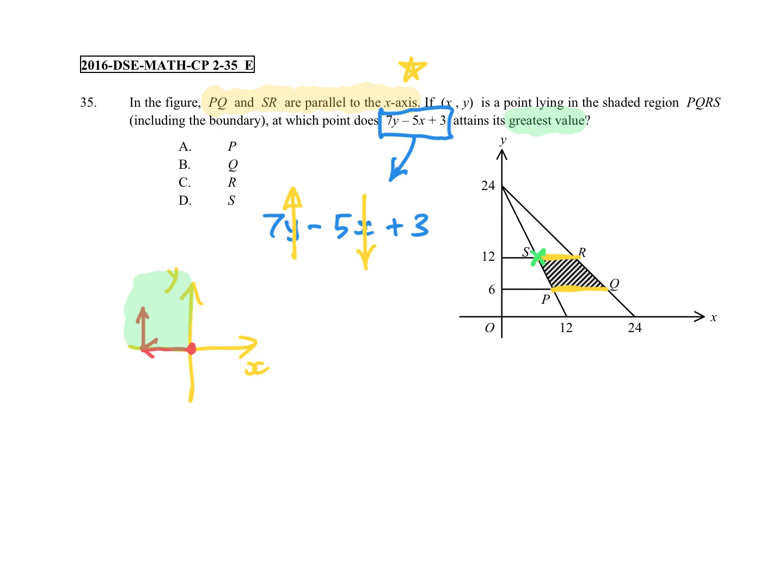Comparing S and R, we won't choose R because R has the same y coordinate, but a larger x coordinate. Here we want the x coordinate to be smaller. So that's why R, which is option C, will be ruled out.